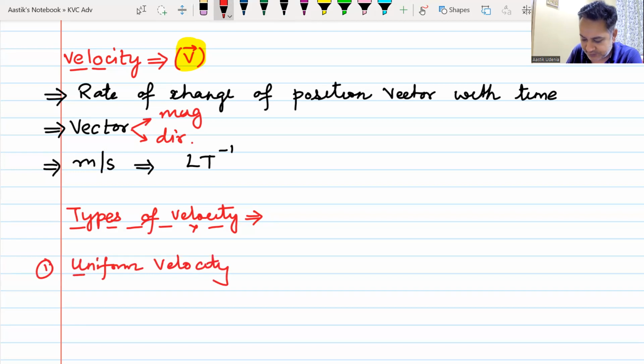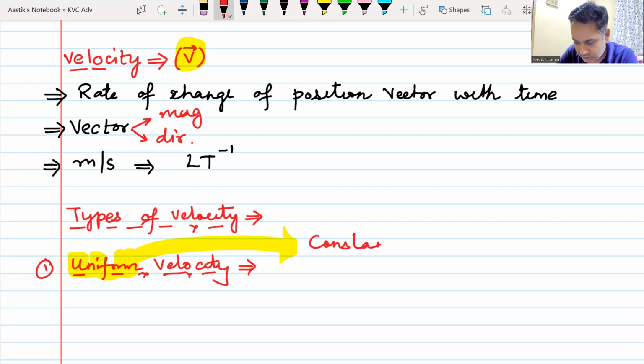Now we have different similar meaning terms for uniform. Instead of calling it uniform velocity, I can also call it constant velocity, or I can also say that the velocity remains same with time. Now let us understand this uniform velocity as I always do, point wise.